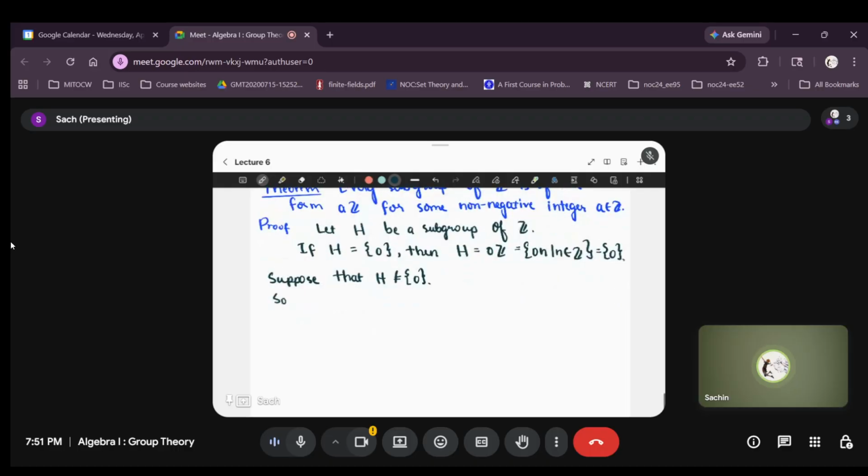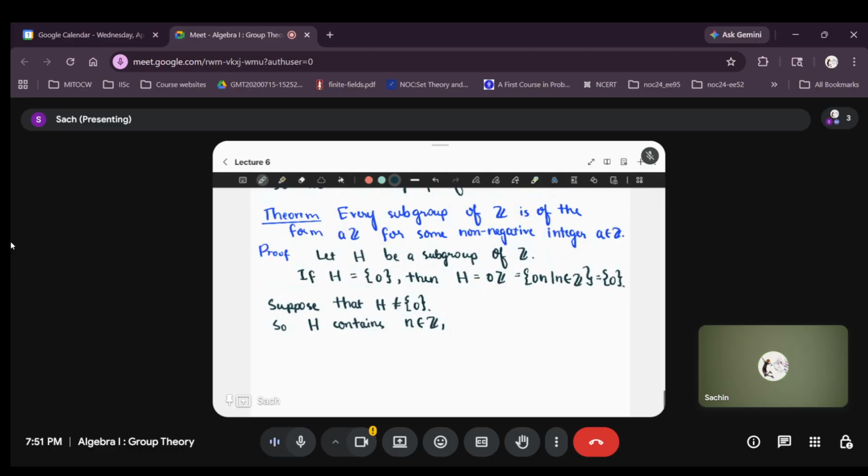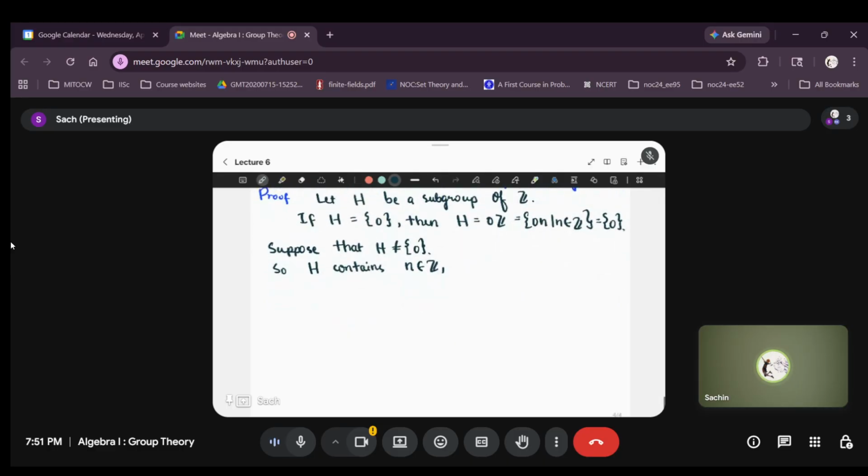What does that mean? That means that H contains an integer n in Z, because H is a subgroup of Z. It can contain only integers. n not equal to 0.